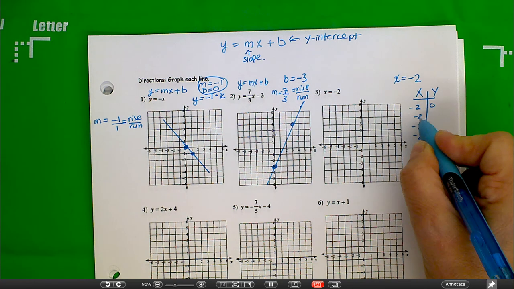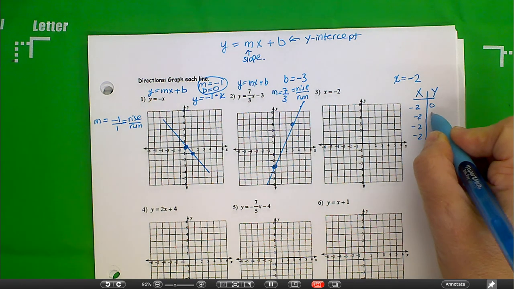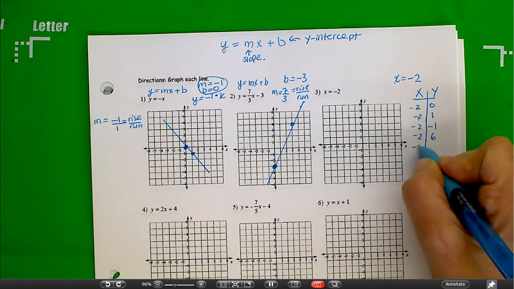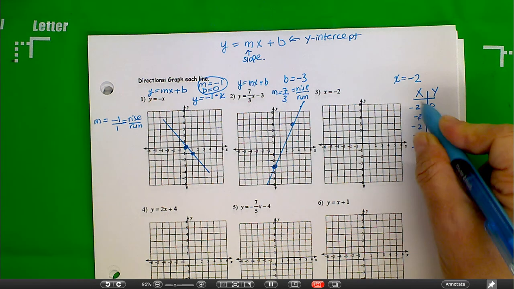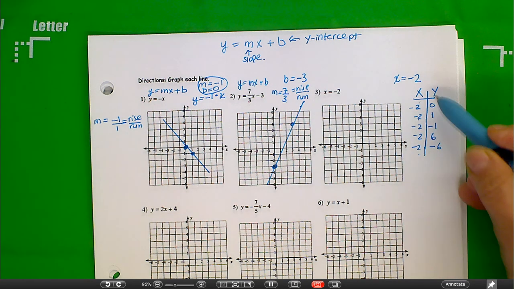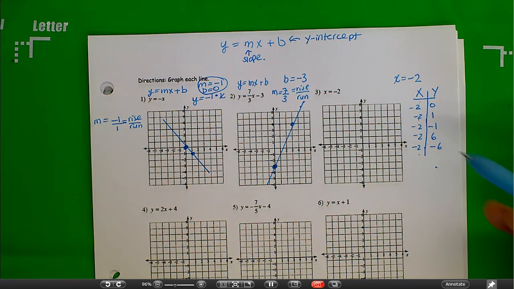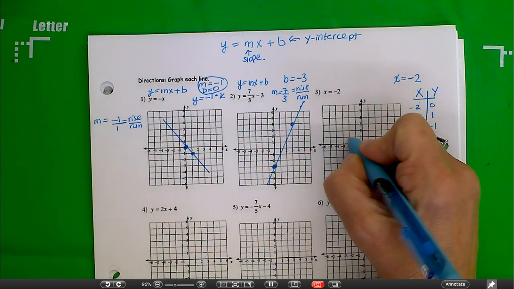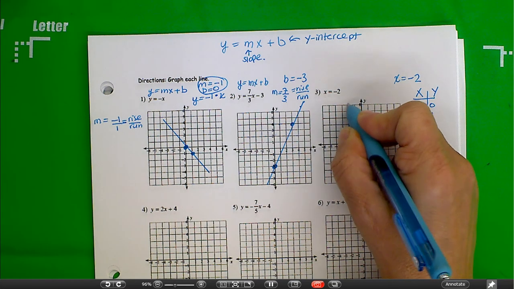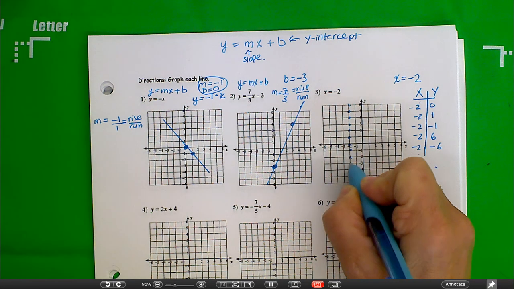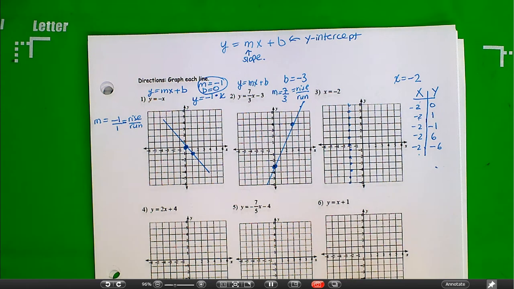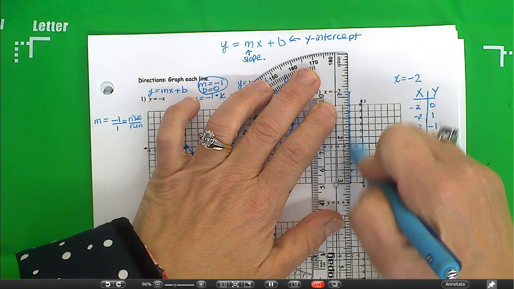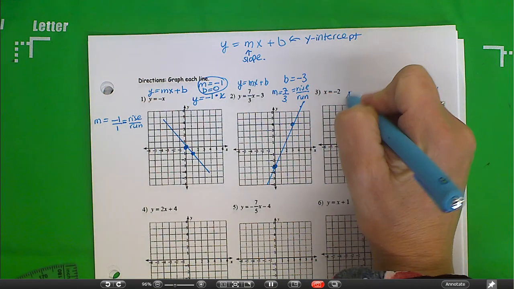If x is negative 2, y is 1, negative 1, 6, negative 6. It is all, x is always equal to negative 2. It doesn't matter what y is. So I'm going to go x is negative 2 all the time. So here we go. x is negative 2 all the time. And this is our graph. It gives us a vertical line.